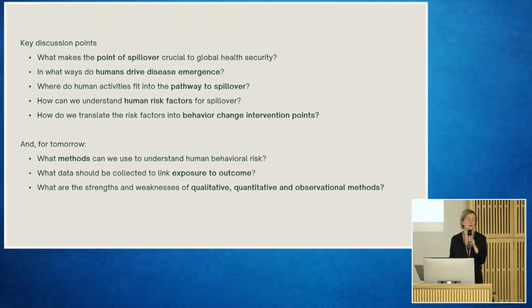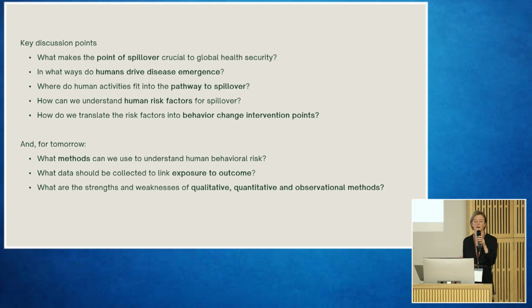So today the key discussion points will be what makes this point of spillover so crucial to our global health security and also to your surveillance plans as you develop them. I want to get a little bit specific in terms of in what ways do humans drive disease emergence, and where do human activities fit into the pathway of spillover. It's been really exciting to be part of this program because we're really tackling this idea of spillover from all these different angles, and it is a complex process. So the ways that humans fit into that process is just one part of the puzzle.